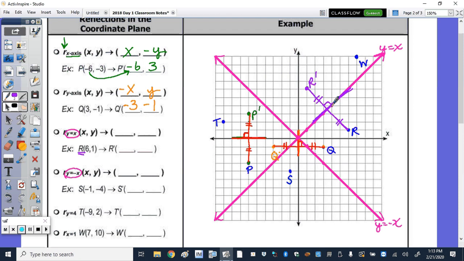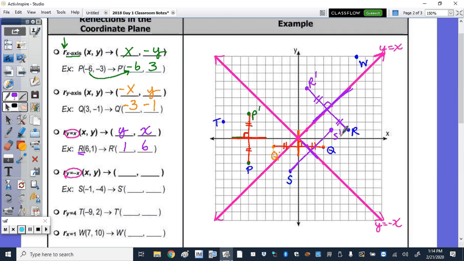So let's look at the coordinates of R prime, which are (1, 6). So if we take a look here, (6, 1) becomes (1, 6). All we do is reverse the coordinates. Now let's take a look at y equals negative x and point S. So that's this line right here. Same idea. This line has a slope of negative 1, so we're going to do a slope of positive 1 for negative reciprocal. So 1 box, 2 boxes, 2 and a half, 1, 2.